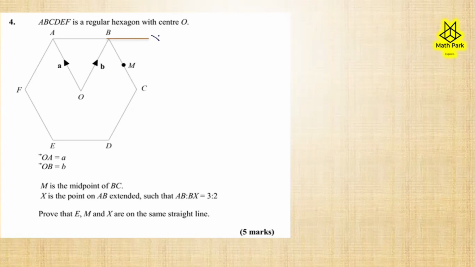X is a point on AB extended such that AB is to BX is equal to 3 is to 2. And you have to prove that E, M, X are on the same straight line. Now since this is EO and this is a regular hexagon, this EB is going to be twice of B, and we have to prove E, M, X, they all are on the same straight line.